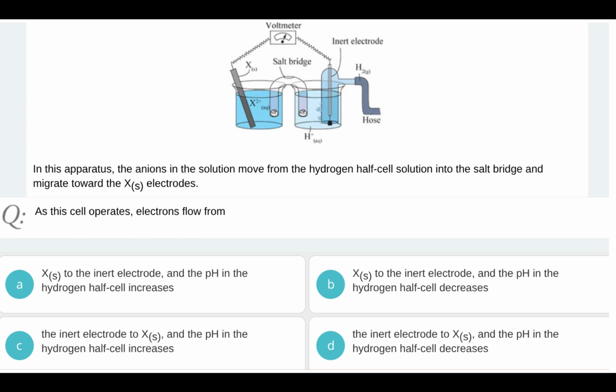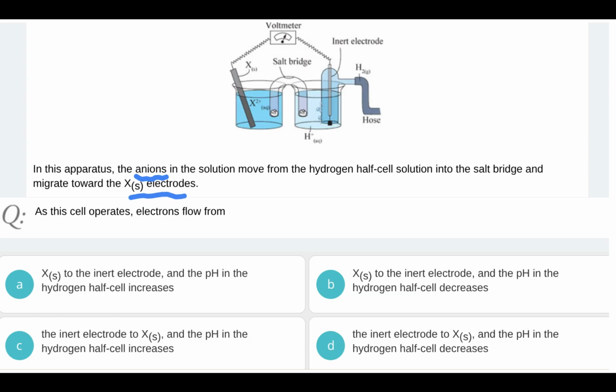Now, moving on to this last question here. This one is, again, another voltaic cell, and we see what's happening within, and it tells us that the piece of information that lets us figure out what's happening is that the anions in the cell move from the hydrogen half cell into the salt bridge and migrate towards the X electrode.